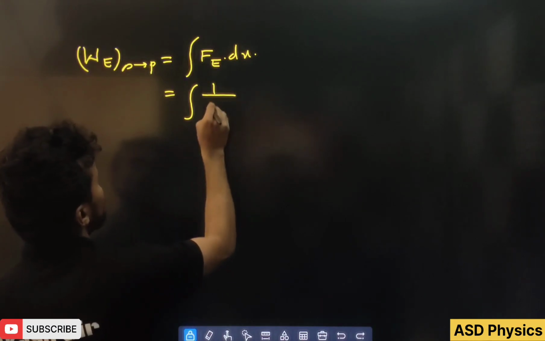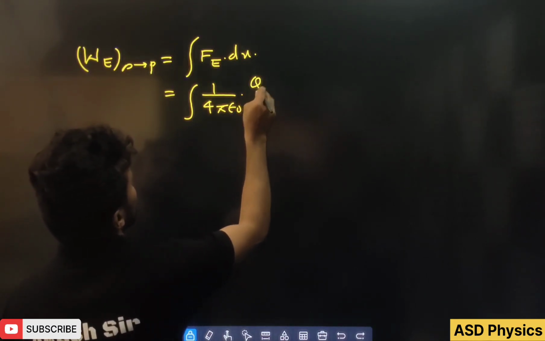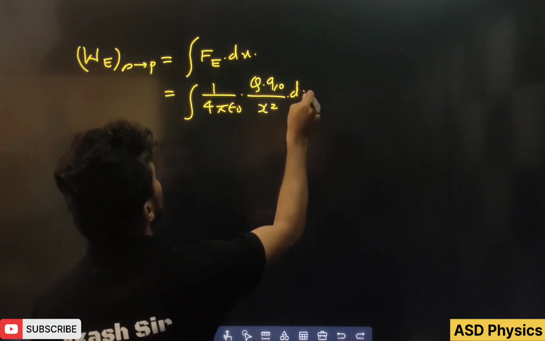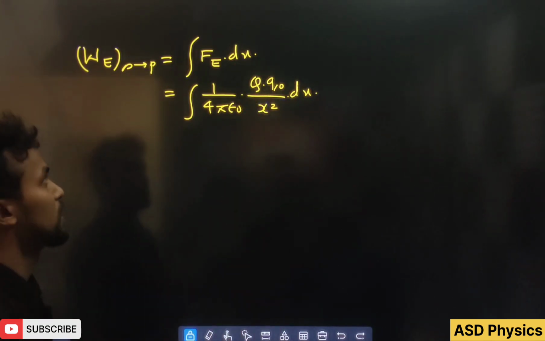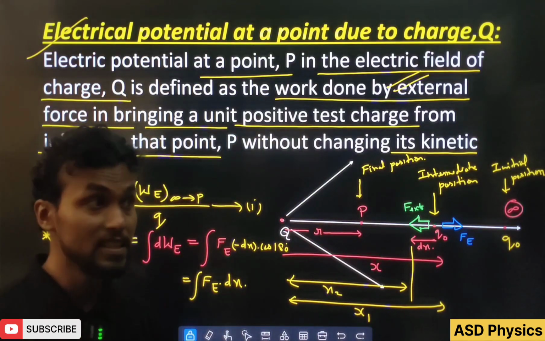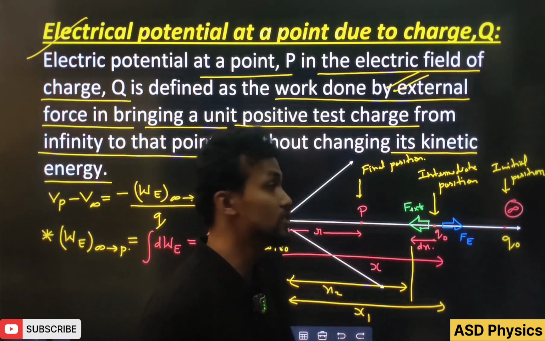Fe from Coulomb's law. What is the formula here? Students, see please: 1 by 4 pi epsilon naught into capital Q, Q naught by x square into dx. Now students, we have to put the limit. What is the limit? Initial position is at infinite distance, so at that time x will be infinite.